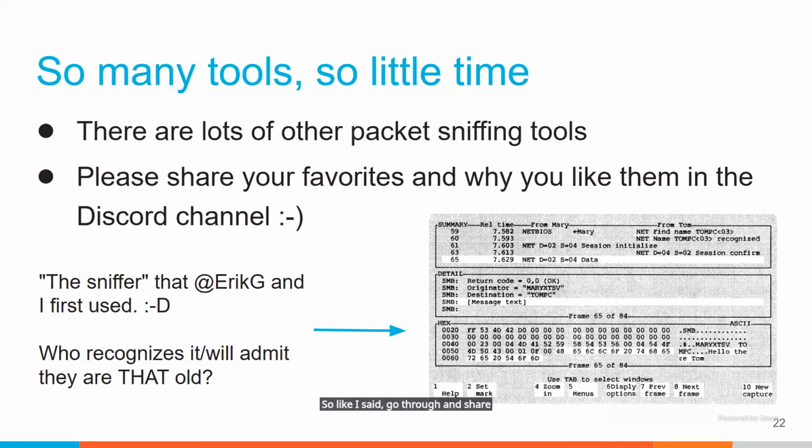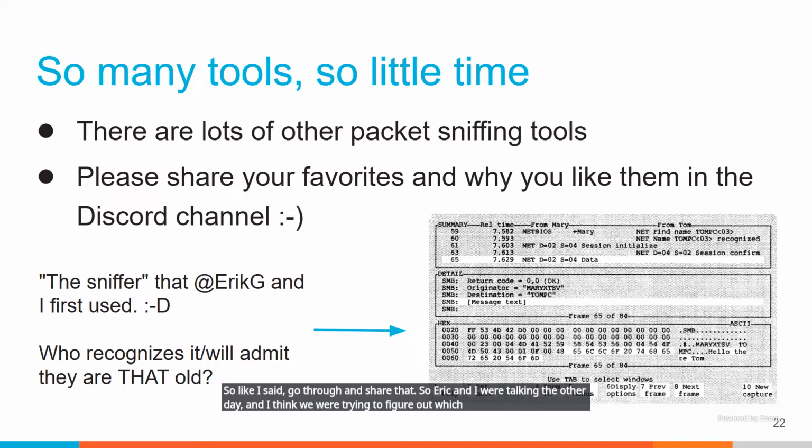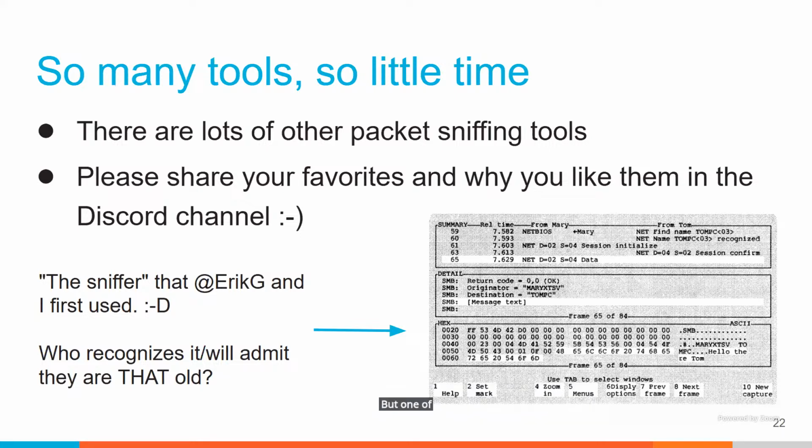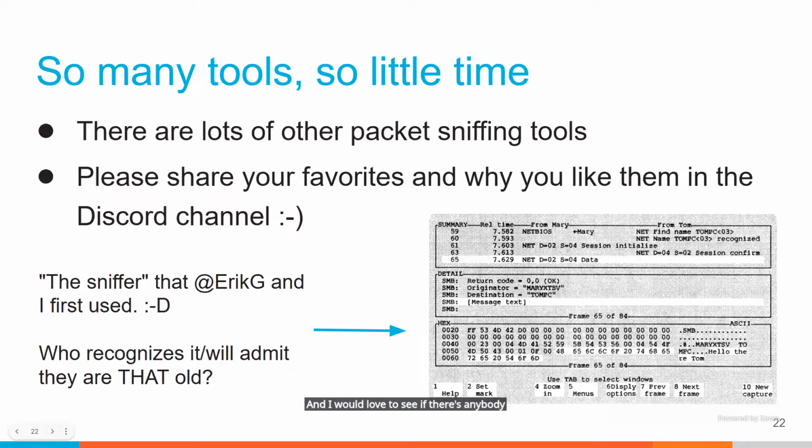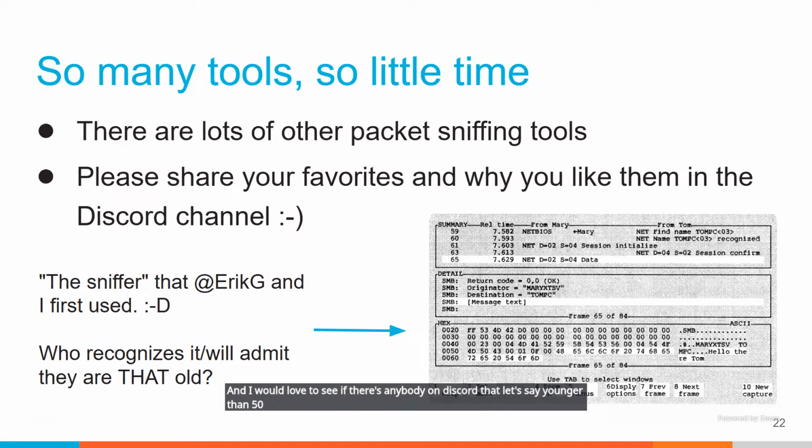So Eric and I were talking the other day, and I think we were trying to figure out which one of us is older. But one of the things we figured out was both of us are old enough that this was the first packet sniffing tool we both used. And I would love to see if there's anybody on Discord that's, let's say, younger than 50 that actually knows what tool that might be. If you think you know, go ahead and throw it in the Discord channel.